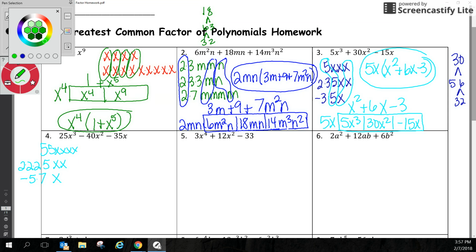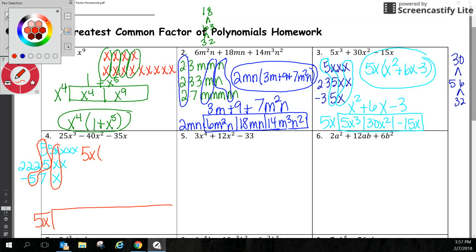So, let's find something that, there we go. They all have a 5 in common. They all have 1 x in common. So my GCF is going to be 5x. I'm going to need a little bit more room than that. Let's go here. And we're going to figure out what's inside by doing our division.